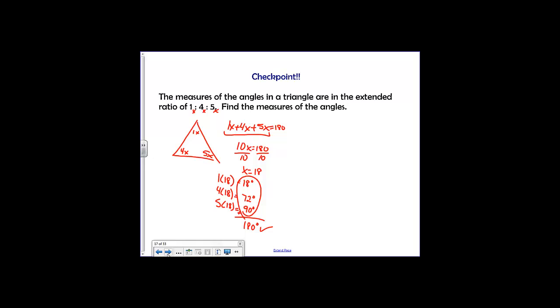Do we got it? How we do? Did it check? Did you check it? 18 plus 72 plus 90, did they add up to 180 degrees? Yeah. Sure do.